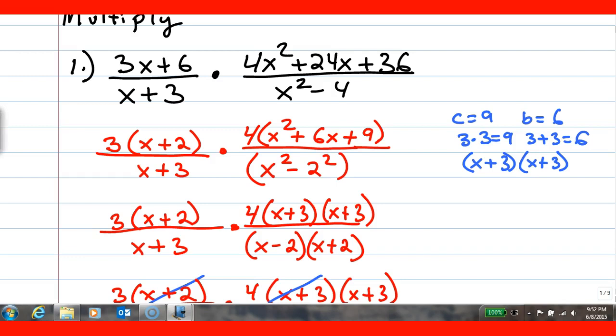I'm going to take the trinomial up here and pull it out to the side. What I'm going to do is look for factors of 9 that sum to a positive 6. So I've got that 9 from the C position, I've got the 6 from the B position. So I have 3 times 3 equals 9. Well, 3 plus 3 equals 6, so I end up with x plus 3 times x plus 3 in my top position. With the difference of squares down here, I end up with x minus 2 times x plus 2.